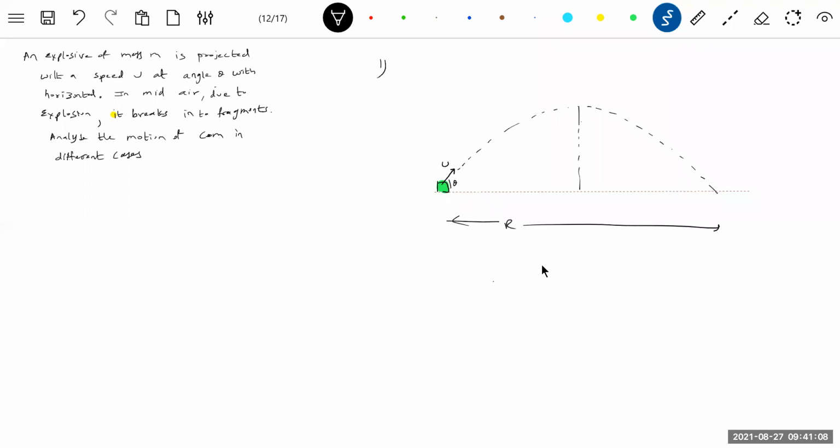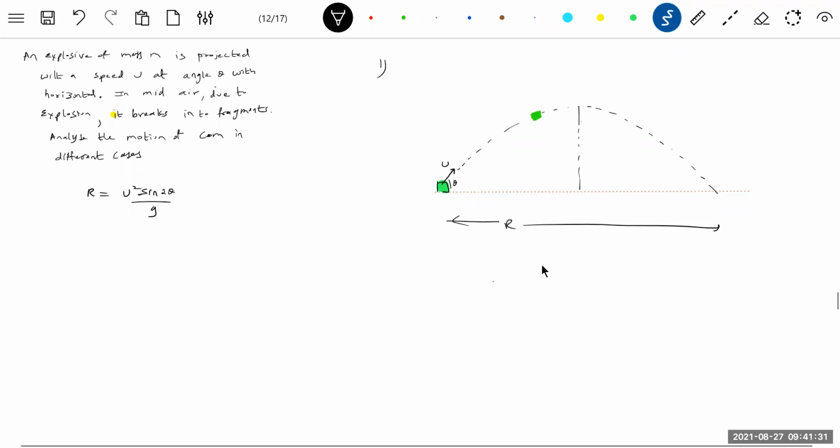What is this R? This R is equal to u square sine 2 theta by g. This would have been the range. No explosion occurs. Okay, somewhere in the mid here we'll take it.